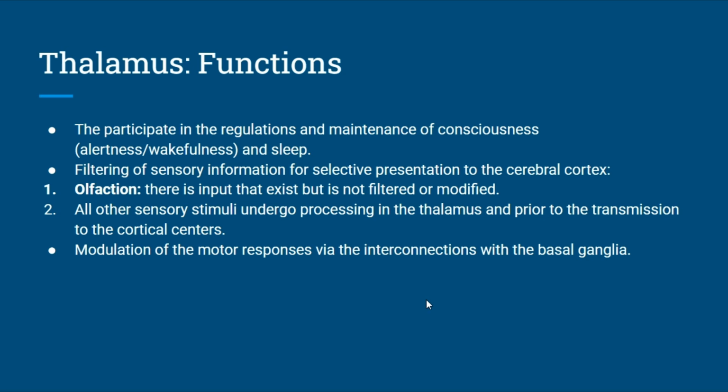The main functions of the thalamus include participation in the regulation and maintenance of consciousness, which includes alertness, wakefulness, and then there's a balance with sleep. The thalamus also works as a filter of sensory information for selective presentation to the cerebral cortex.